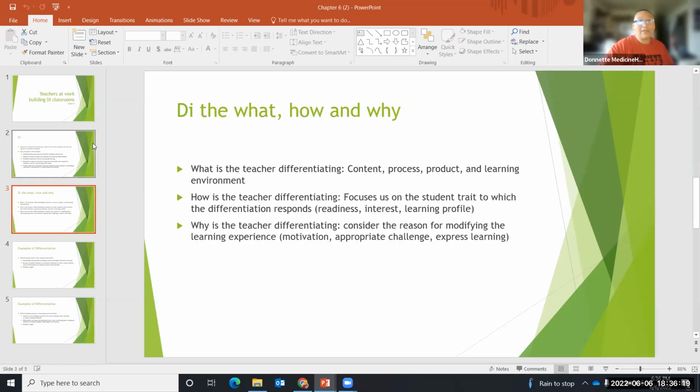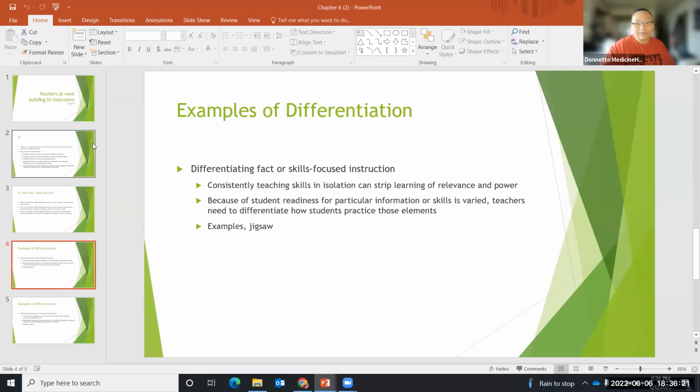I didn't really pay attention to what she said. My bad. Fact or skill focused instruction, this one? Yeah, I was trying to find it and then I didn't listen to what you said. So we're talking about fact and skill focused instruction.